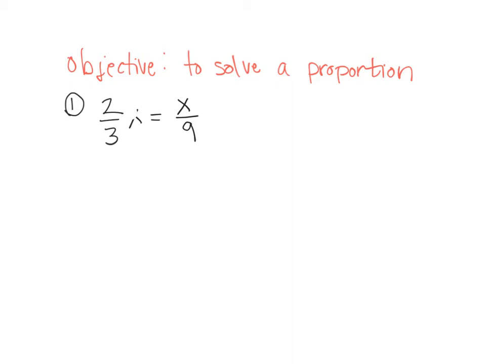All right, we are going to be solving a special type of equation called a proportion. A proportion is when we have one fraction or ratio set equal to another fraction or ratio. And when we go to solve this, we use a process that is called cross multiply.